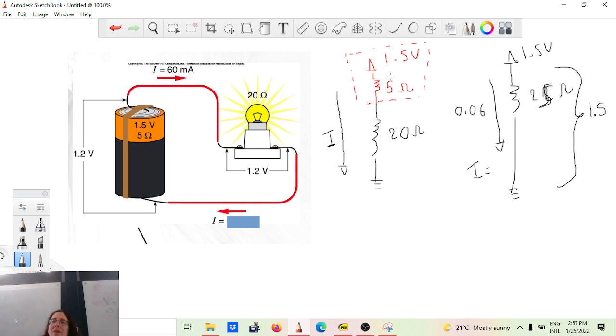Right? The resistance is hiding there, but it's still there. I cannot ignore it. So when I find the equivalent resistance, I have to take it into account. That will be 25. So that's going to be 0.06 amps, right? So now find the voltage drop across each of them. So here you have 20 times 0.06. 1.6? No, 1.2.